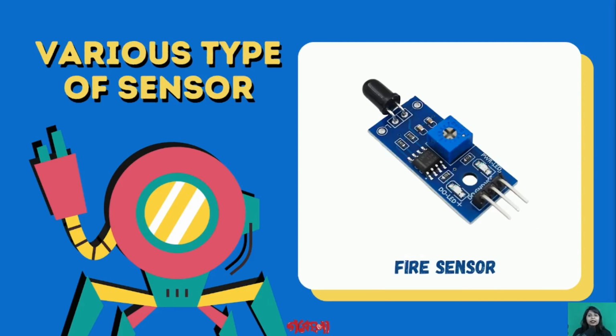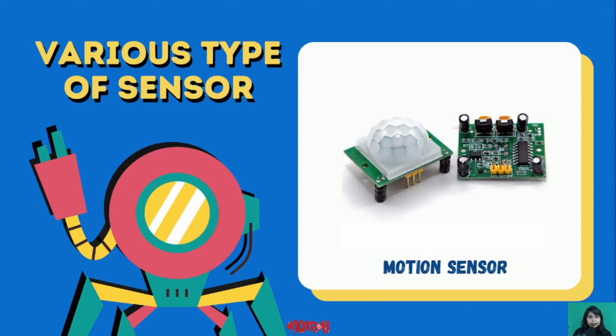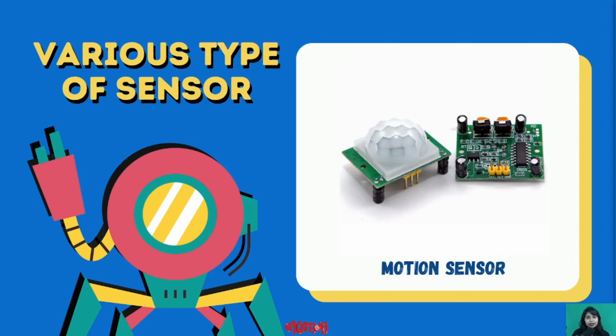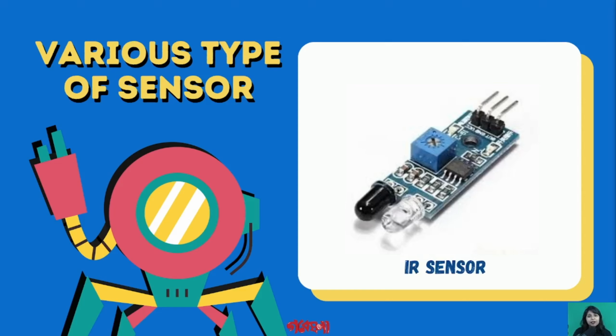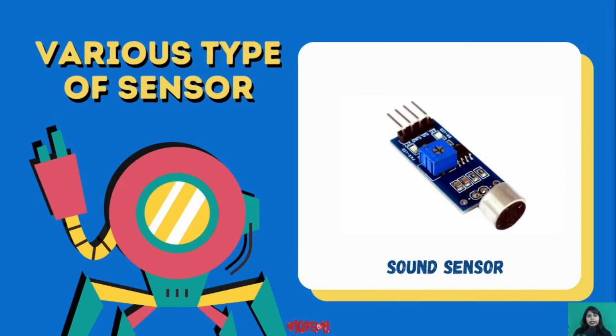Fire sensor detects fire or high temperature. It alerts when there is a fire. Motion sensor detects movement of people or animals. It is used to activate security lights or alarms. IR sensor sends infrared rays to detect obstacles or objects. It is used in remote controls and obstacle detection. Sound sensor detects sound or noise. It works based on sound input like clapping or sound activated lights.